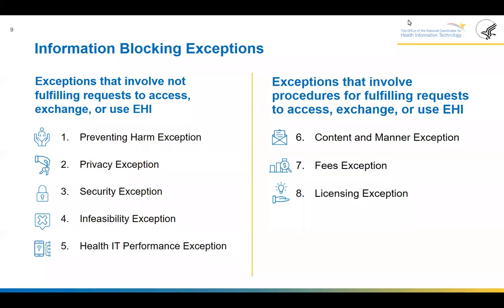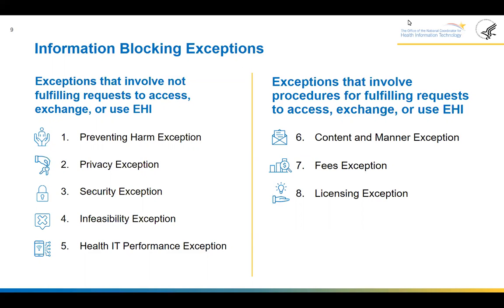As far as the manner goes, and that's the how, there are two parts: the manner, any manner requested, and the alternative manner. So an actor must fulfill a request in any manner requested unless the actor is technically unable to fulfill the request in the manner requested, or cannot reach agreeable terms with the requester to fulfill the request. If an actor fulfills a request in any manner requested, the actor is not required to comply with the fees or licensing exceptions. So the way this would work is that if a requester requests access, exchange, or use of EHI in a certain manner, the responding actor will have the opportunity to reach agreeable terms that are not limited by the fees or licensing exceptions, and the actor can negotiate agreements in whatever manner they choose based on the market rate. If the actor can't reach agreeable terms with the requester, then the actor would fulfill the request in an alternative manner.